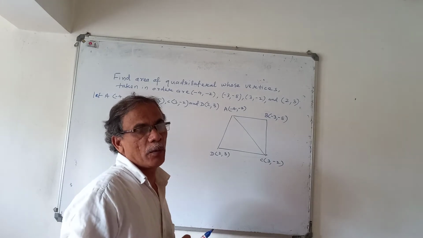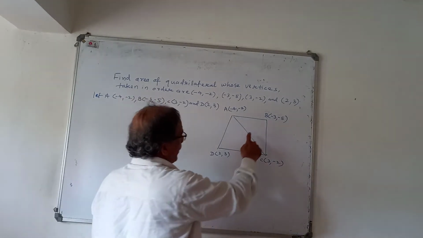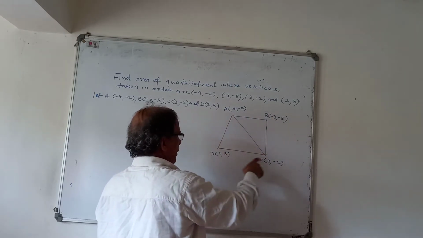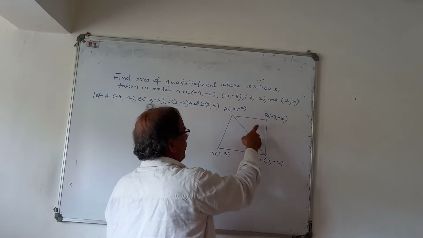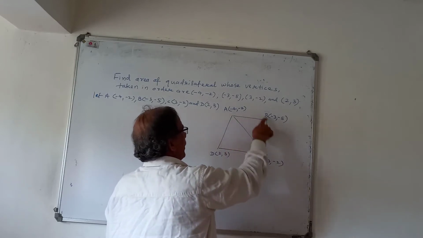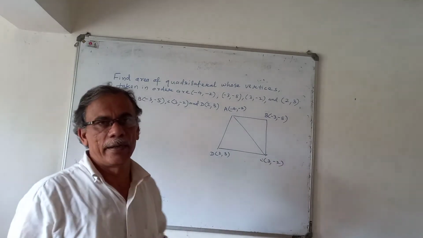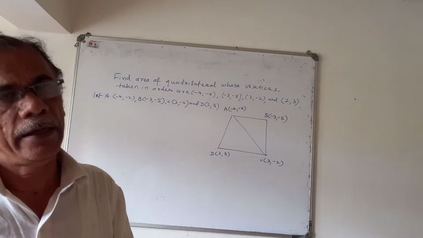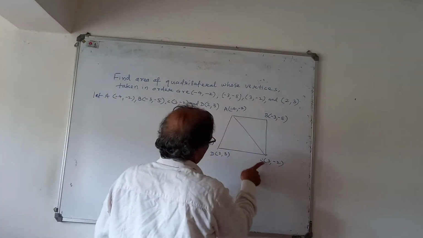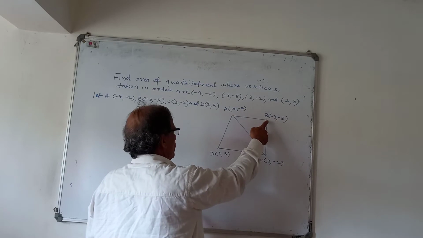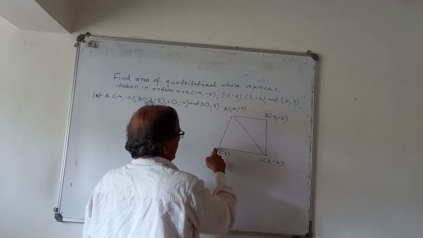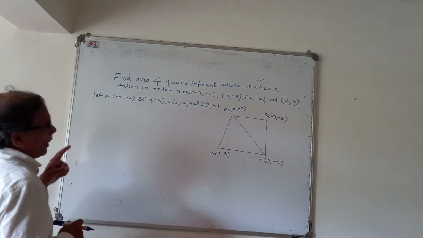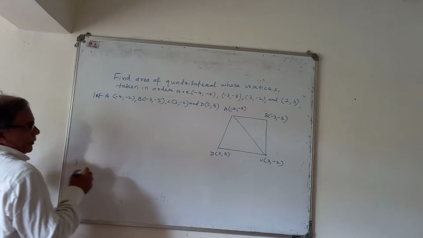So now, to find the area of the quadrilateral, what can we do? We can find the area of this triangle because we know the coordinates of the vertices. We can find the area of triangle ABC, and if we add them, you can see we'll get the area of the full quadrilateral. So we have to calculate the areas of the two triangles and then add. If you join BD instead, then we have to find the areas of ABD and BCD. So now I shall find the area of triangle ABC first.